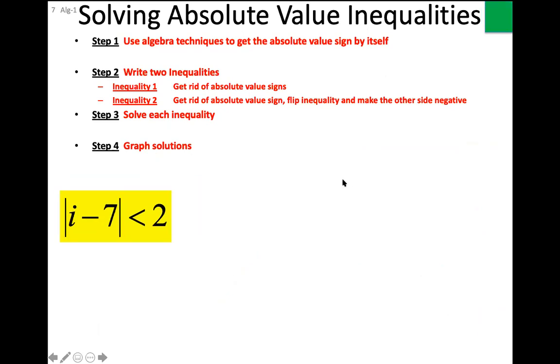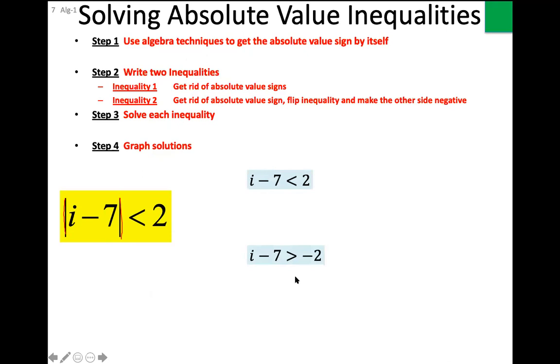All right, let's do one more. Oh, look, I was nice to you. The absolute values are already by themselves. We don't have to do anything other than write the 2 inequalities. So we write the 2 inequalities. The first one you write without the absolute value symbol. The second one you flip the inequality and you write a negative number.